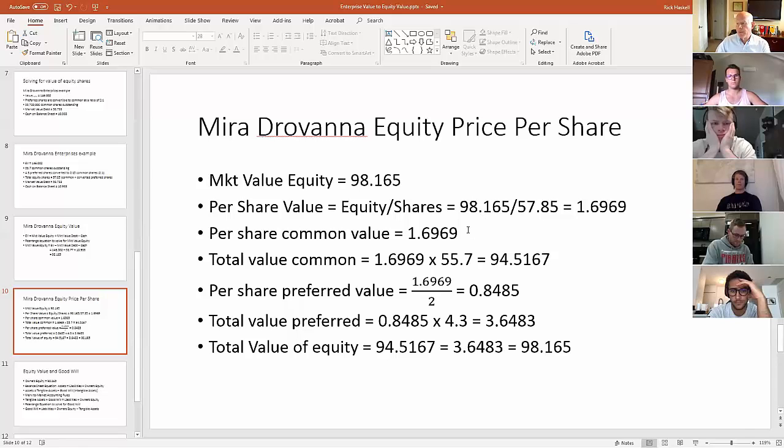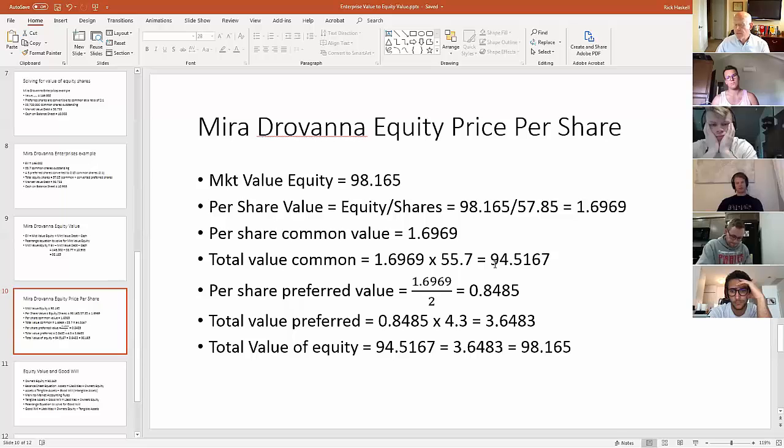Well, that's per common because we had equivalent common shares. So we know $1, let's call it $1.70 per share common. How do we find the total value of the common then? Well, we take that $1.70 times the 55.7 million shares outstanding, and we get 94.5167. That is the dollar value, or the equivalent value on a 1 million scale, of course, of the company's common shares. So we found the common price or value per share. We multiplied it by the shares outstanding. That's the total aggregate value of the common.